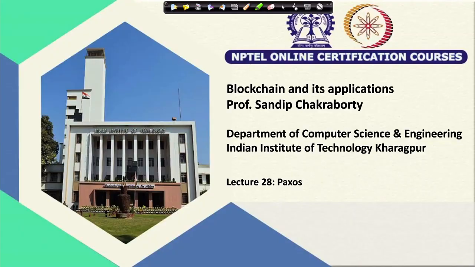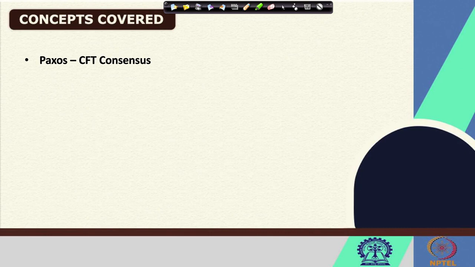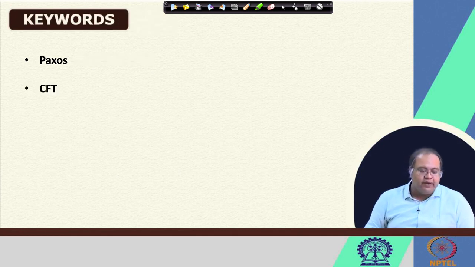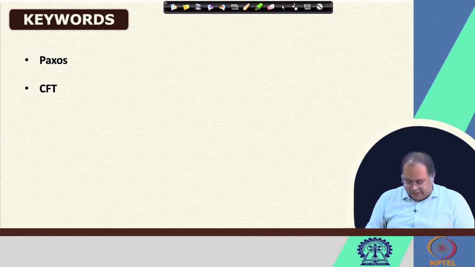So, in the last class we have looked into the crash fault tolerant architecture, and we have seen how we can achieve consensus in a CFT environment in the presence of an asynchronous communication channel. We have seen the broad idea and the basics about Paxos. Today we are going to look into the algorithmic aspects of Paxos in detail. So, that is the concept which we are going to cover today, Paxos in the context of CFT consensus, and the corresponding keywords are Paxos and CFT.